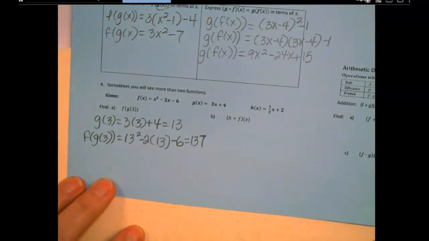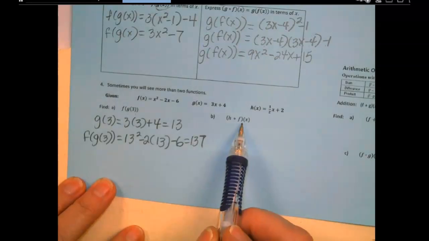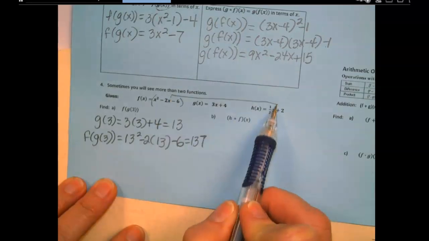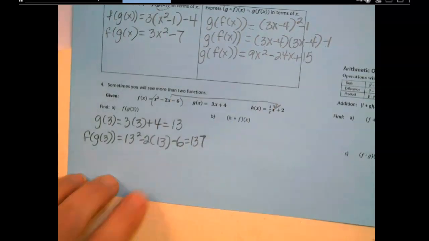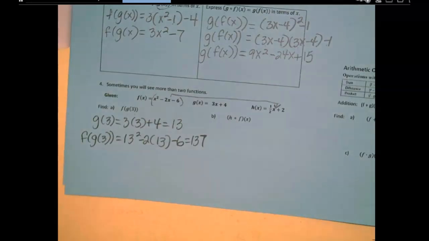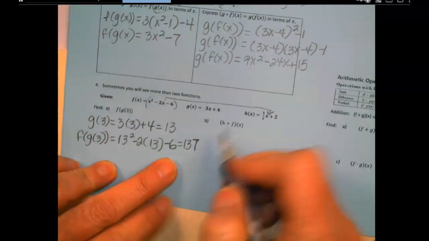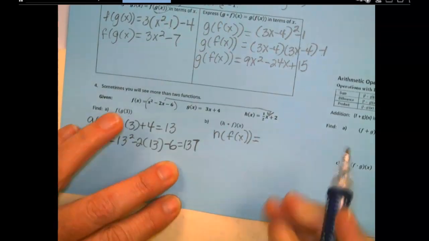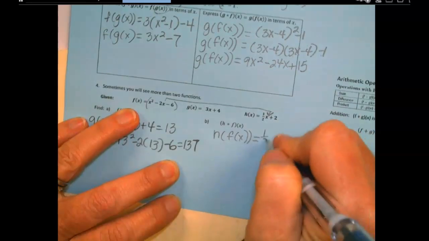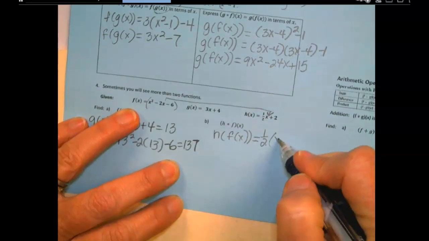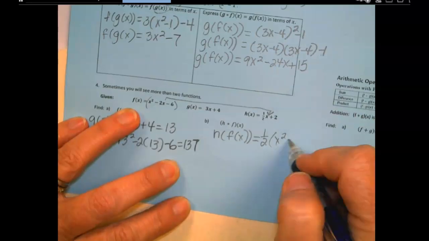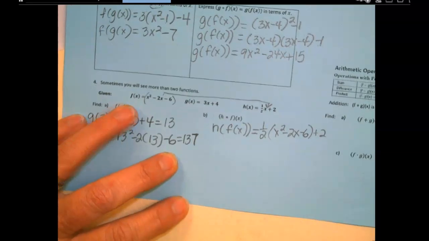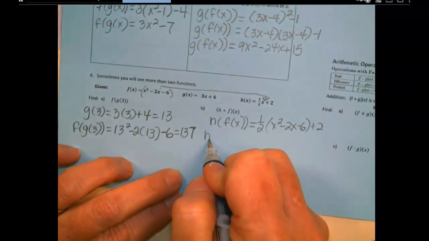All right, now you try the next one. You're going to take f of x, which is this, and you're going to substitute it in here. All right, so if we substitute h of f of x, I'm going to say then I'm going to have 1/2 times x squared minus 2x minus 6 plus 2. And I know that the fraction scares all of you.